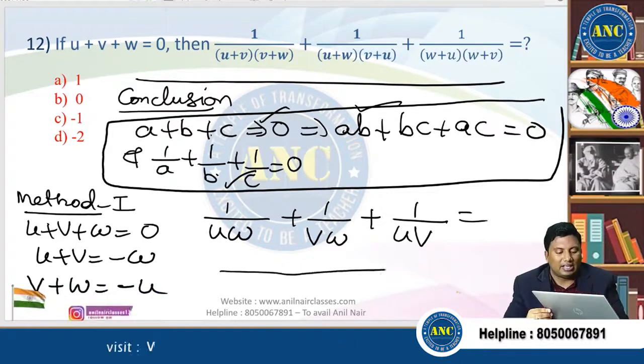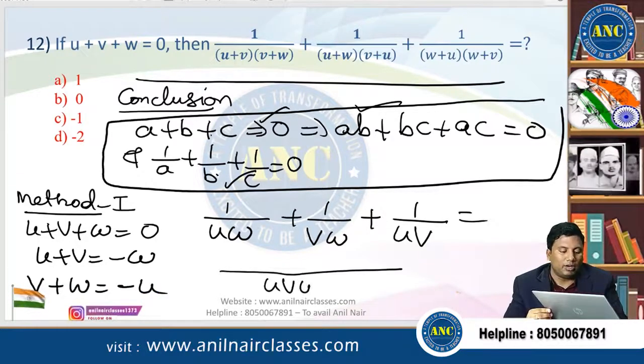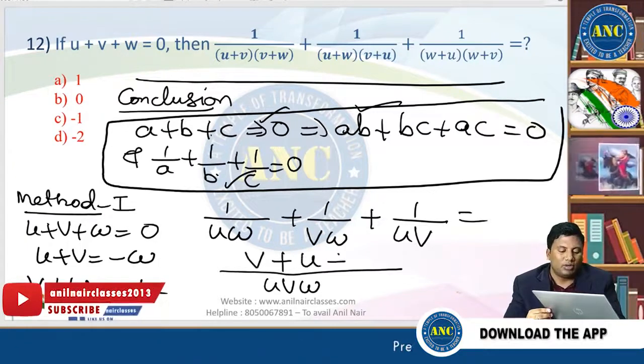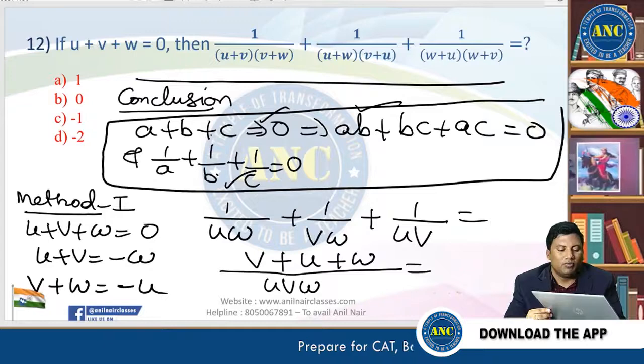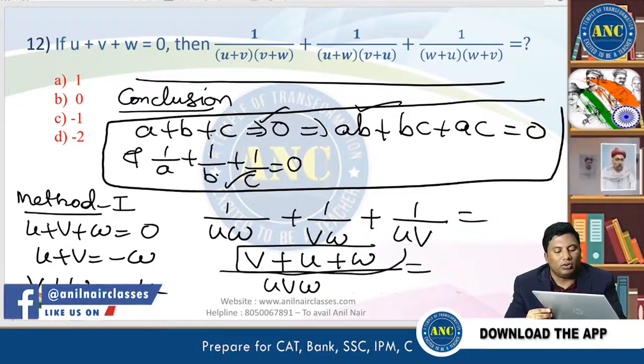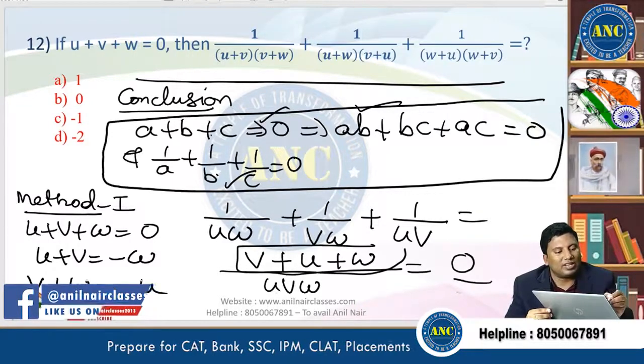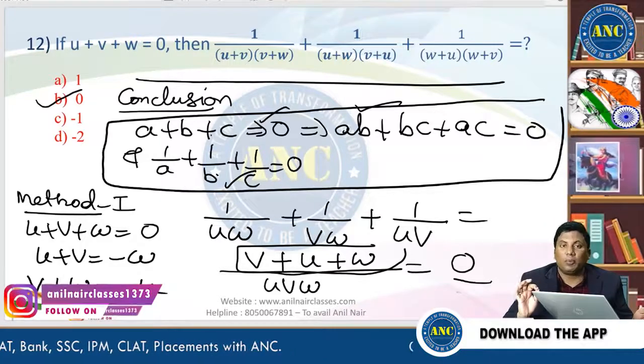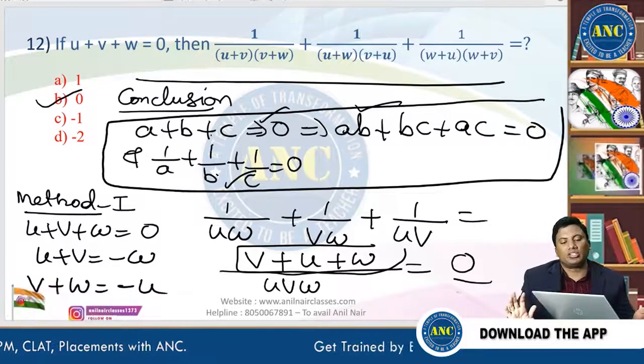If I take this LCM, uvw, what is missing? v. What is missing? u. What is missing? w. What is u plus v plus w? It is 0. So what is the answer for this question? 0. It's simple. Wherever u plus v is there, substitute minus w.